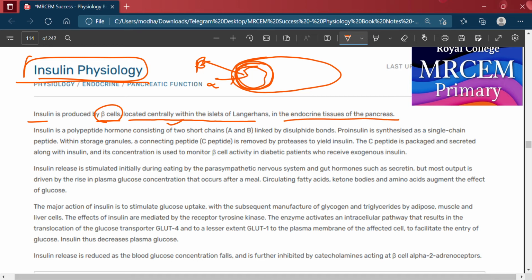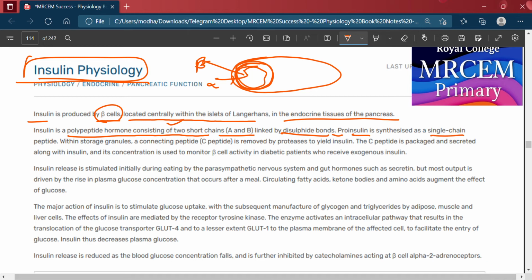Okay, then insulin is a polypeptide hormone consisting of two short chains, alpha and beta, linked by disulfide bonds. Insulin is a polypeptide hormone consisting of two short chains, alpha and beta, linked by the disulfide bond. Then proinsulin is synthesized as a single chain proinsulin.